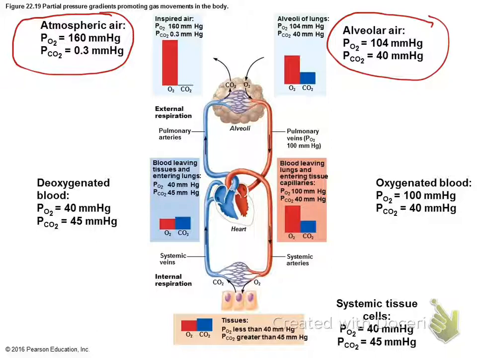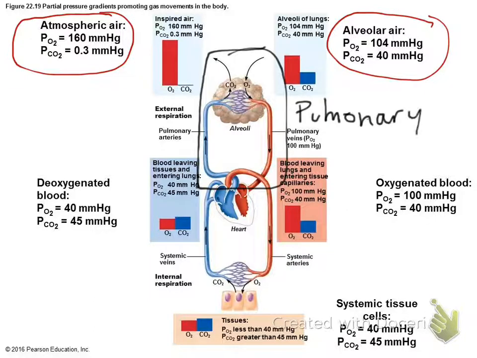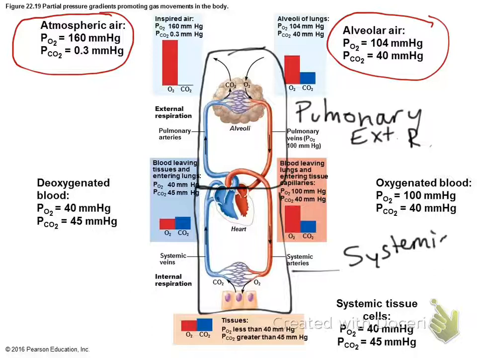Also notice they've basically set up this figure in two different loops. The first part, right up here, is going to show us what happens in the pulmonary circuit. Or in other words, where we're seeing that external respiration, right? And then down here, we're going to see what happens in the systemic circuit, or with the internal respiration.